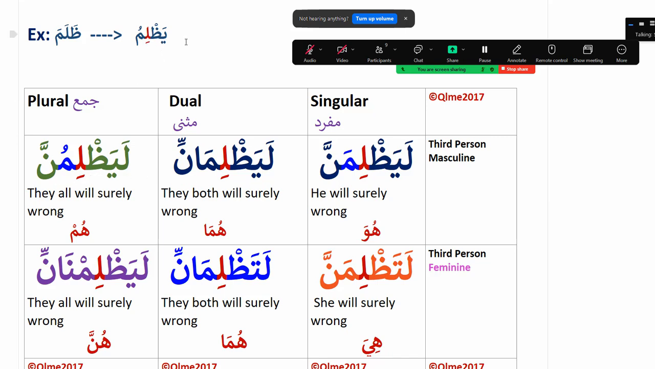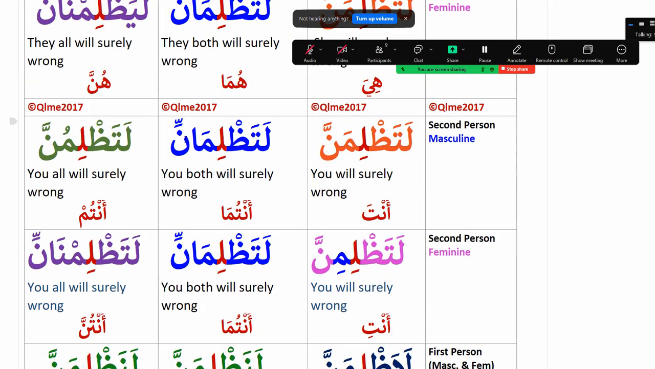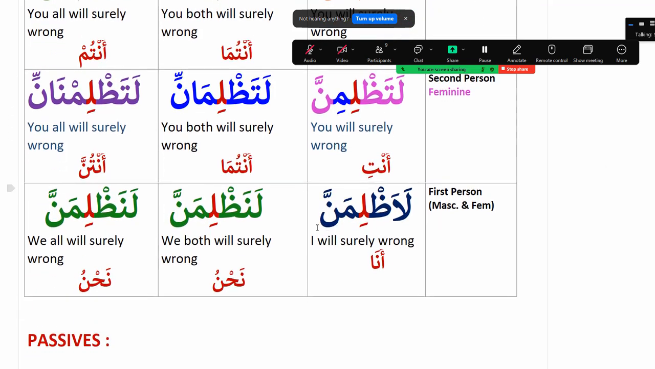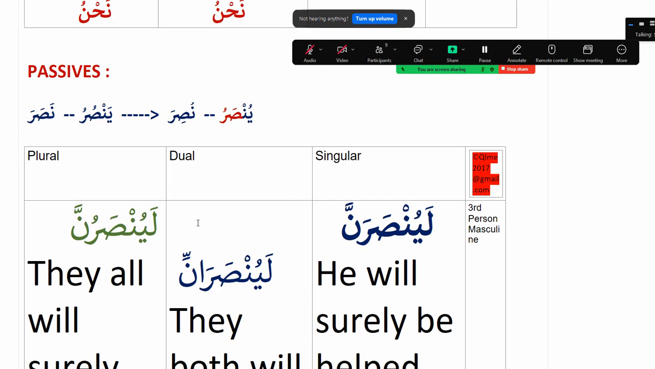So yadhlimu or yadribu or yansuru, they will remain the same. Yadhlim, tadhlim, right? But the only difference is yadhlimanna, yadhlimunna, yadhlimanni, yadhlimnanni. That's the only difference. Okay? La yadhlimanna, la yadhlimanni, la yadhlimunna. لتظلمن لتظلمان ليظلمنان لتظلمن لتظلمان لأظلمن لنظلمن.